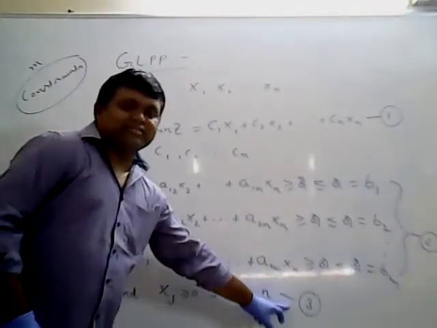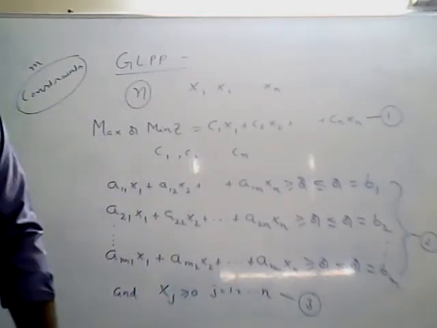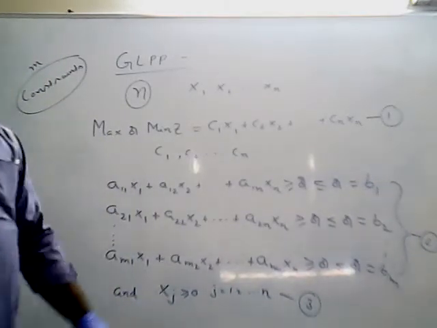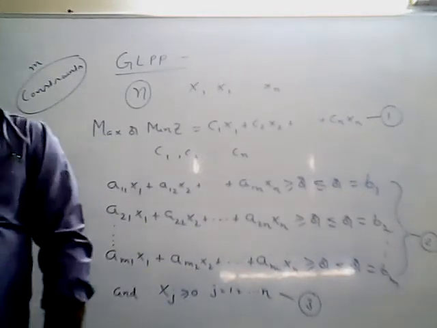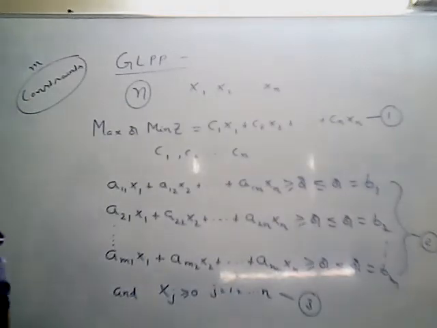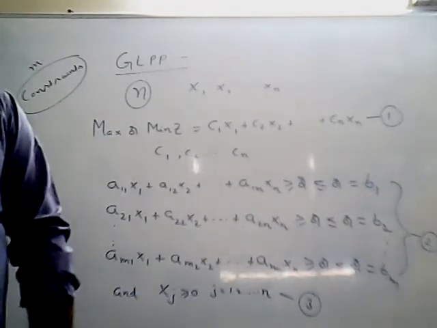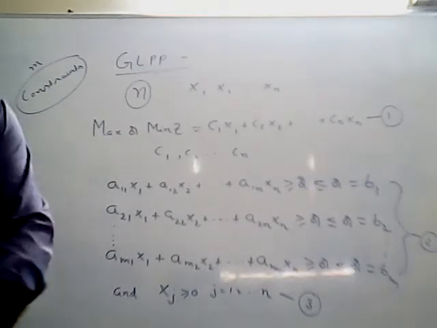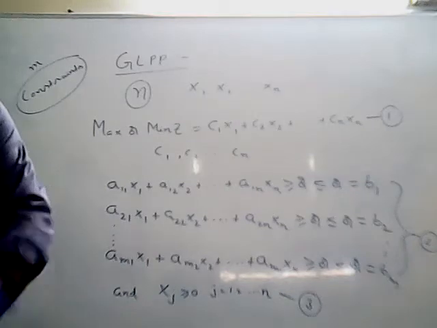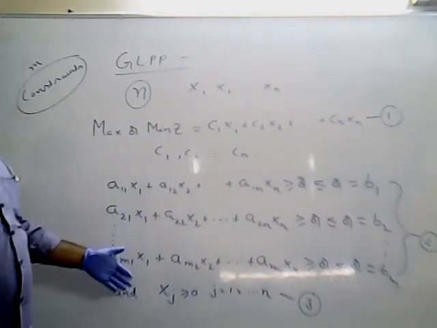Last one. Equation 3 is called non-negative restrictions. Now this is called the general linear programming problem.